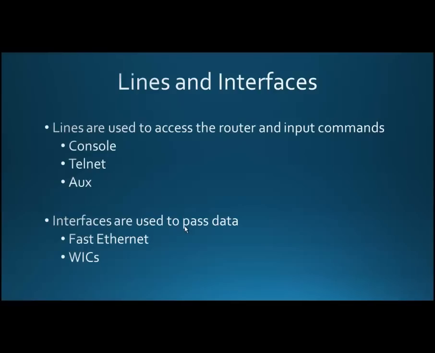All right, interfaces are used to pass data. Lines are used to control. Interfaces are used for data. So we have Fast Ethernet ports, which are the 2 yellow NIC cards in the back. And then we have WIC cards, the modules that are the cards that you add.